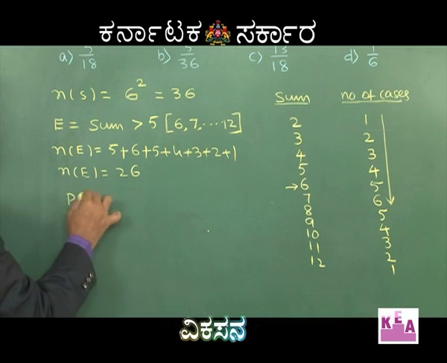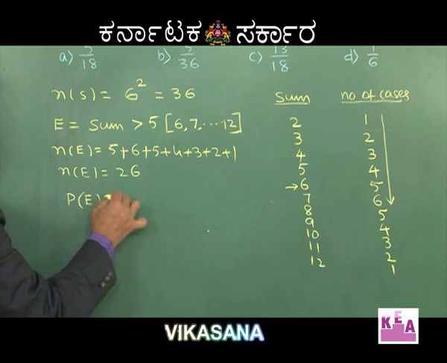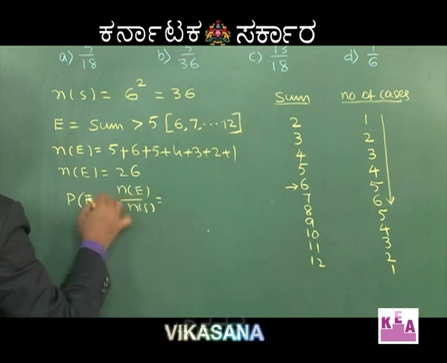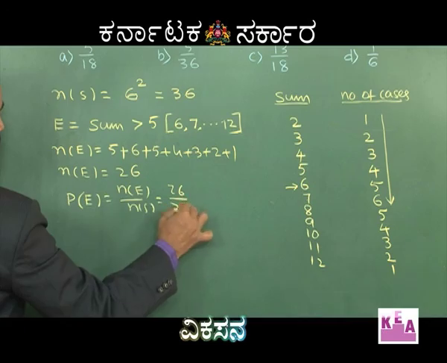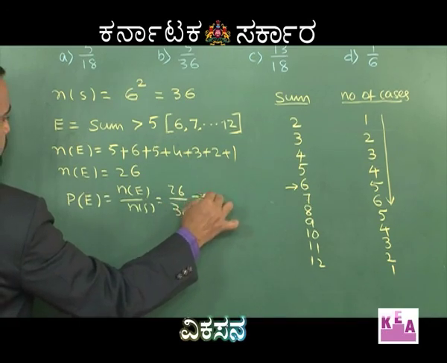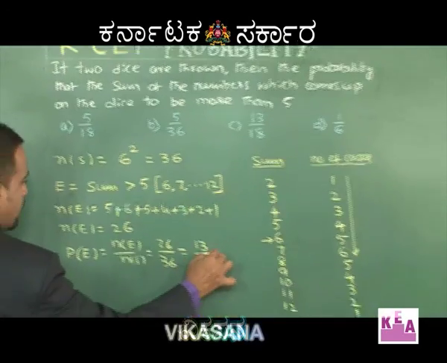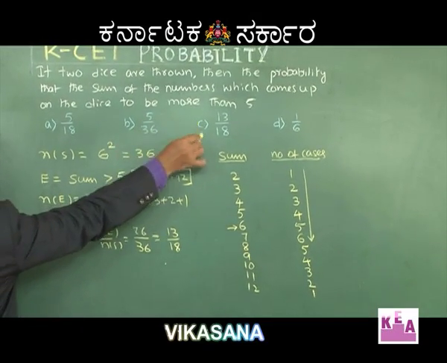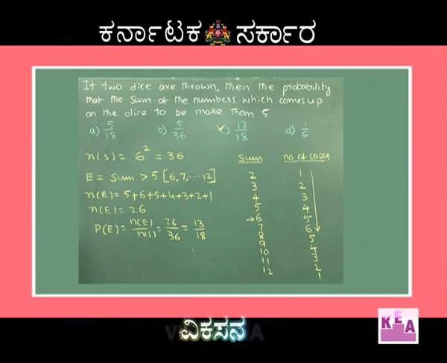Now the probability of this event is n(E) by n(S). This is 26 by 36, which is 13 by 18. So 13 by 18, option C is the correct option.